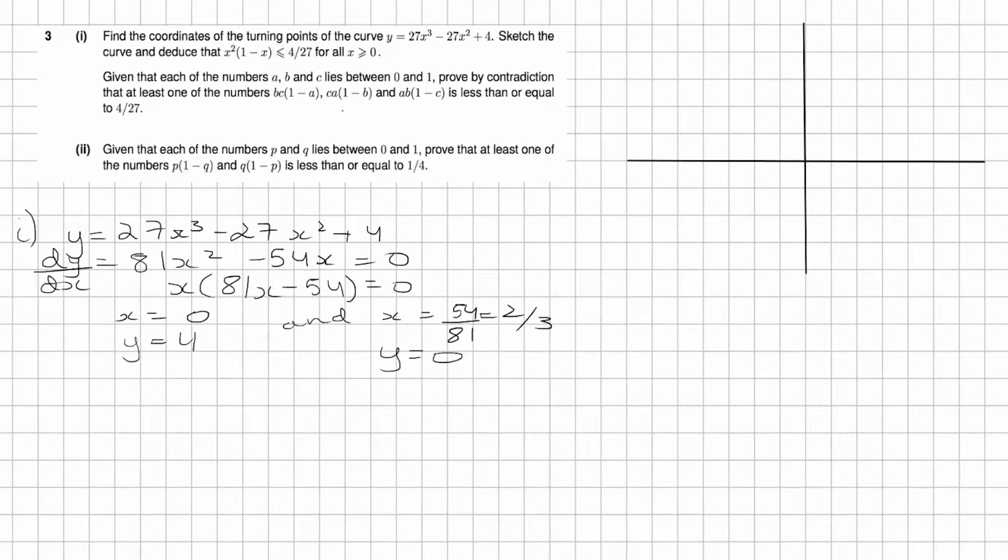This allows us to draw our cubic, as we now know two points on it. We know that this is going to be x equals 2/3, and this is going to be x equals 0, y equals 4, and these are our two turning points.